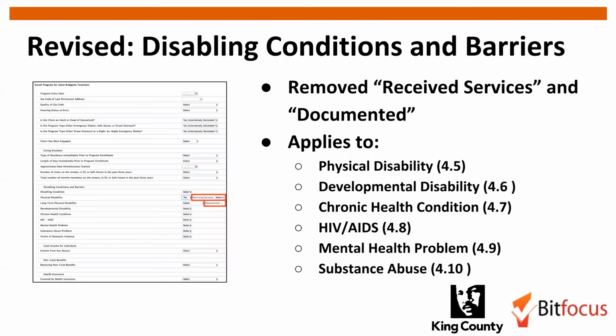Another change is that there's been a revision to the disabling conditions and barriers section. Currently, when you answer yes to questions about clients' disabling conditions, you are prompted to answer two additional questions about whether the client is receiving services related to that disability or whether that disability has been documented. Those follow-up questions are being removed. They will no longer be asked. You can see here there's a list of which questions currently have those follow-up questions, and after October 1st, you'll no longer see those questions, which will hopefully make it a little more efficient to answer these questions for your clients.